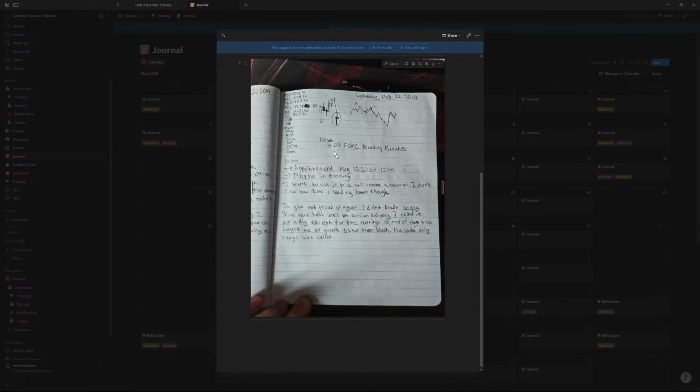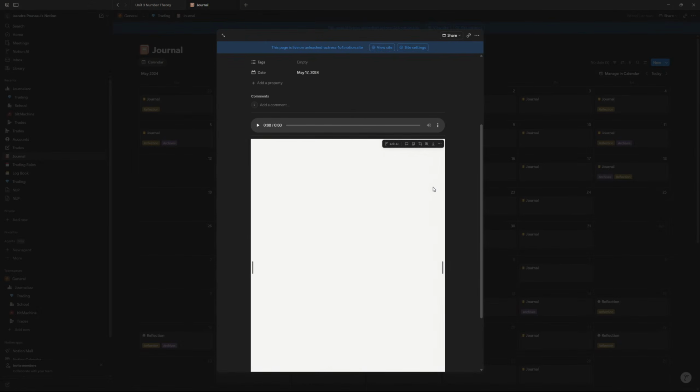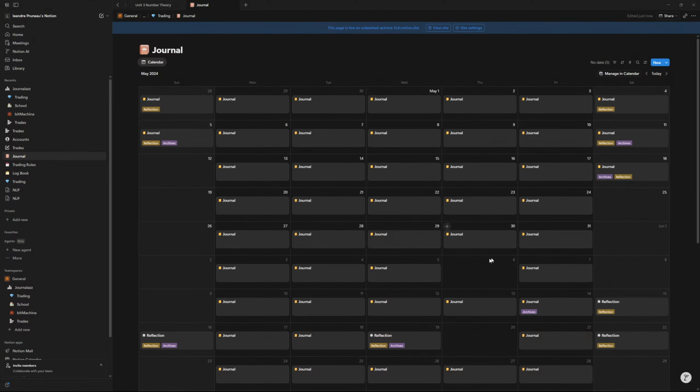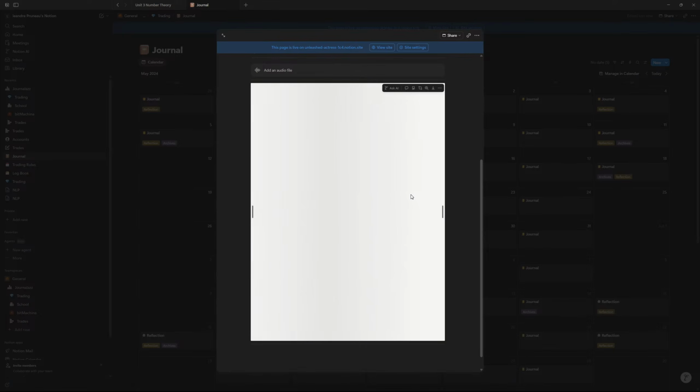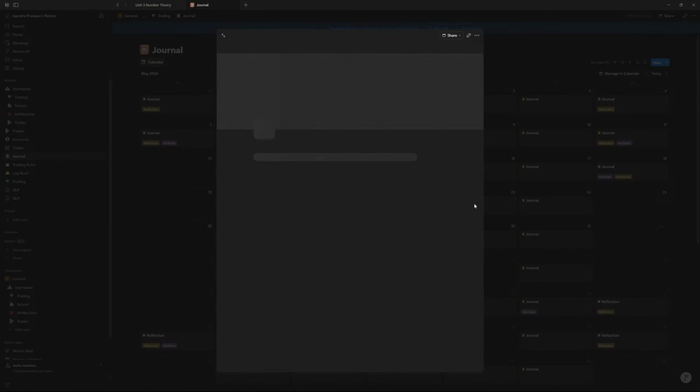Oh, I would have written in my actual journal. I remember this. No, well, almost all of these aren't empty actually. Dang. Oh man.